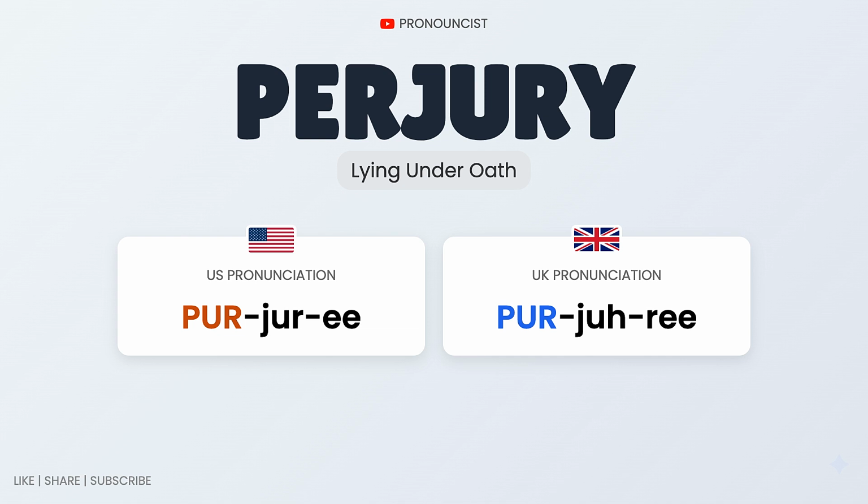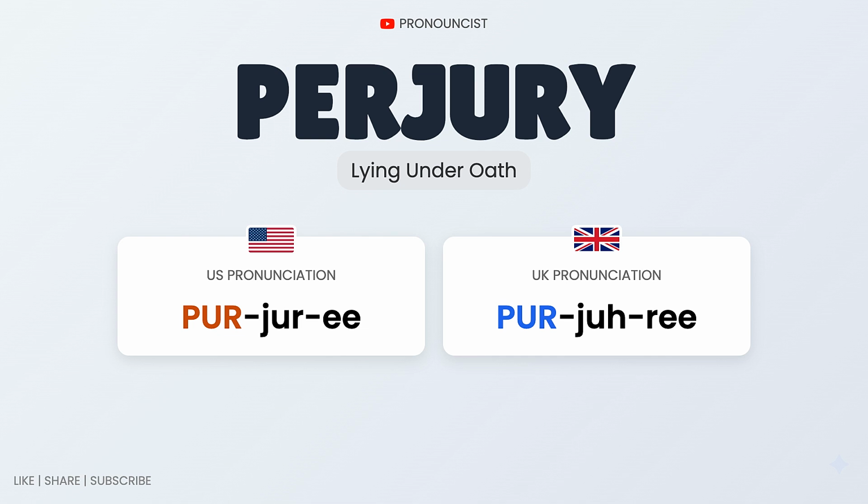Now, let's focus on British pronunciation of this word, perjury. Now, read the syllables of British pronunciation shown on the screen naturally. Per, j, re, perjury.